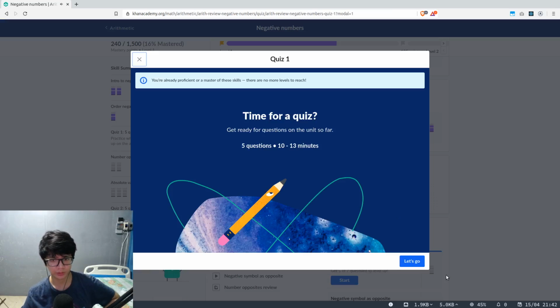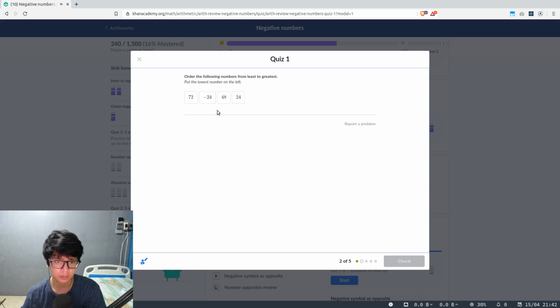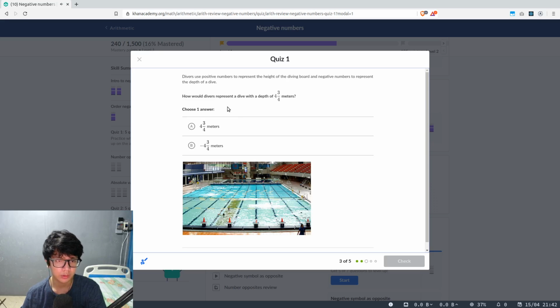Let's take the quiz. Five problems. Plot negative 6 on the number line. Negative 4, negative 6. Divers use positive numbers to represent the height of the diving board and negative numbers to represent the depth of the dive. How would you represent the height of the diving board? I don't know what that is. How would divers represent a dive with a depth? It's negative.